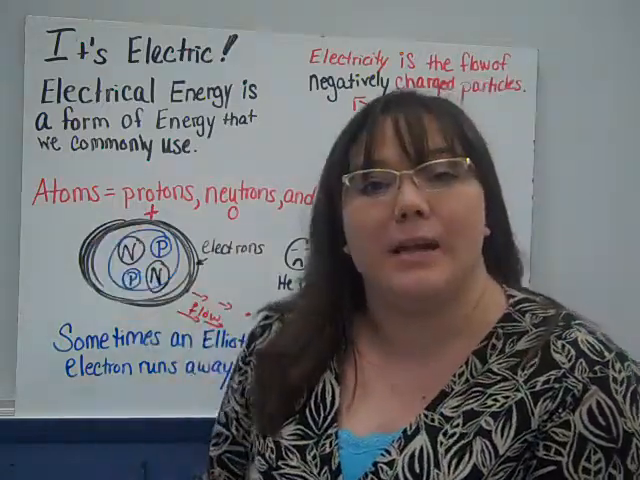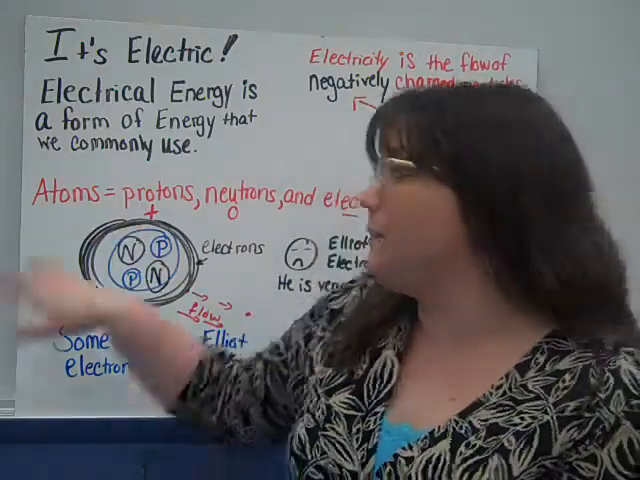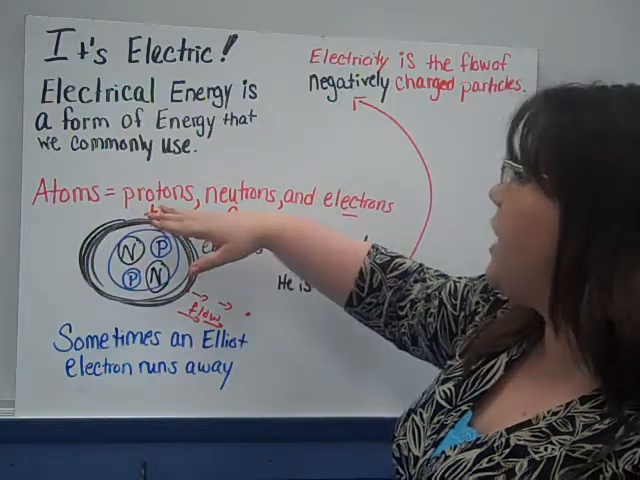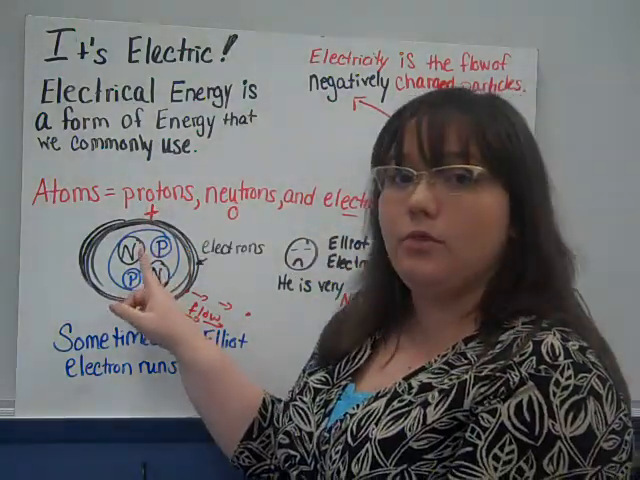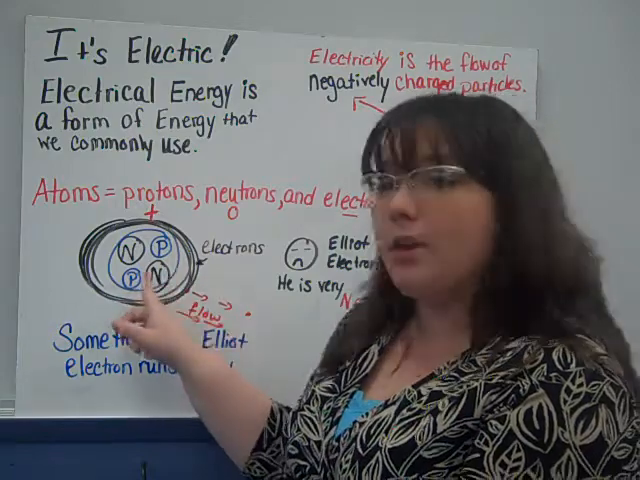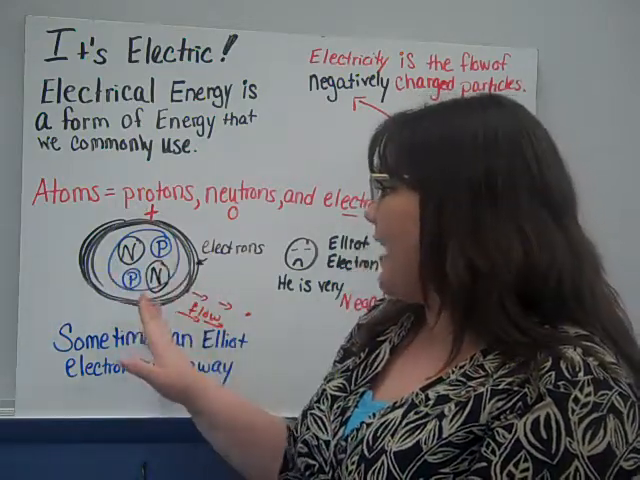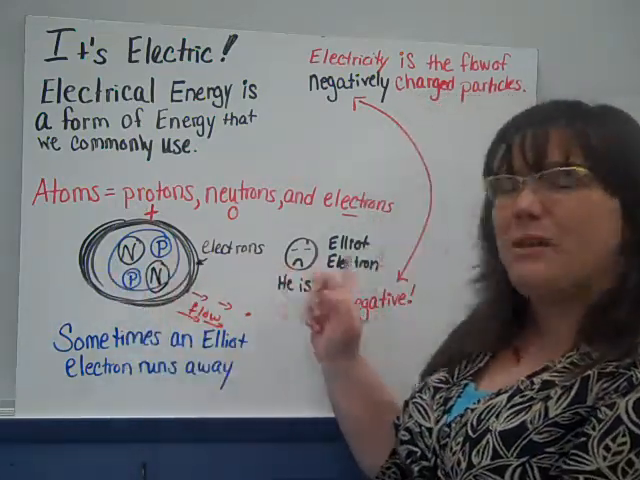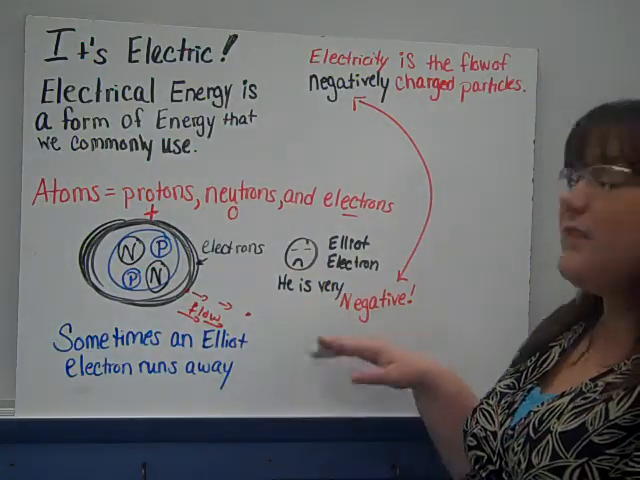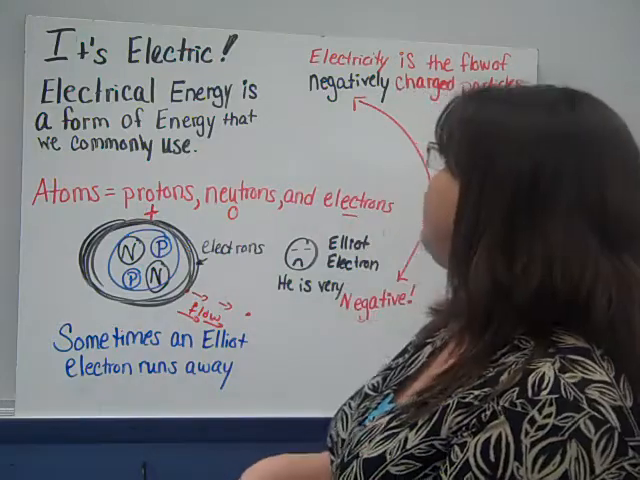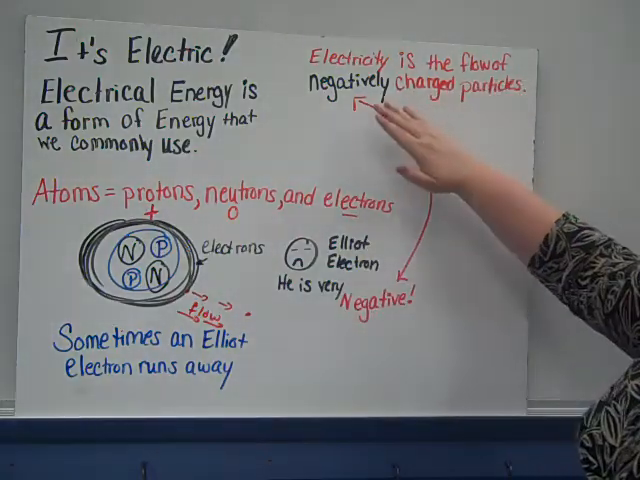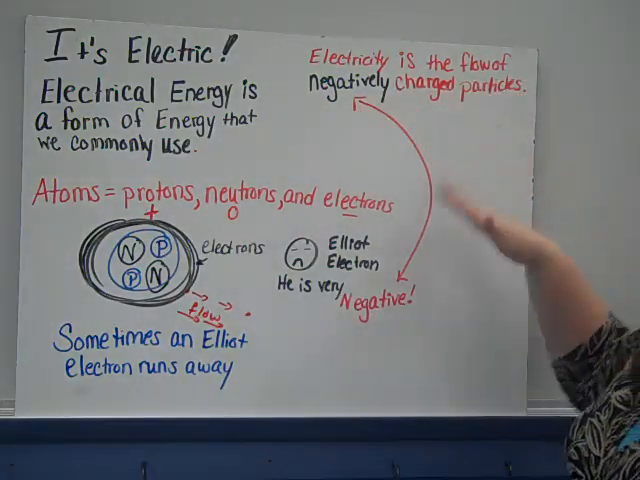So electricity depends a lot on atoms that we've already talked about. Remember, atoms are made up of protons, neutrons, and electrons. Neutrons and protons are in the nucleus. Then we have that electron cloud. Remember we talked about Elliott electron? He was very negative. It helped us remember that electrons are negative. And electricity is the flow of negatively charged particles.